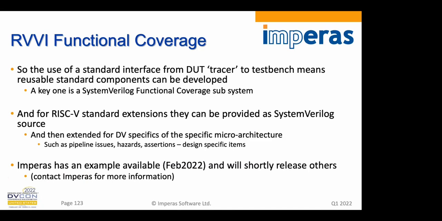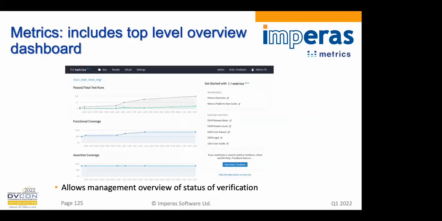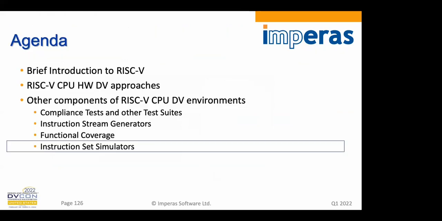And of course, once you've got SystemVerilog coverage, in the SystemVerilog simulators, they provide coverage reports so you can see exactly what's been going on in your design. And technologies like Metrics allow you to basically measure that and see the status over time as things are evolving. So you can actually see how the quality is improving, getting up to the goals that you have in your verification plan.